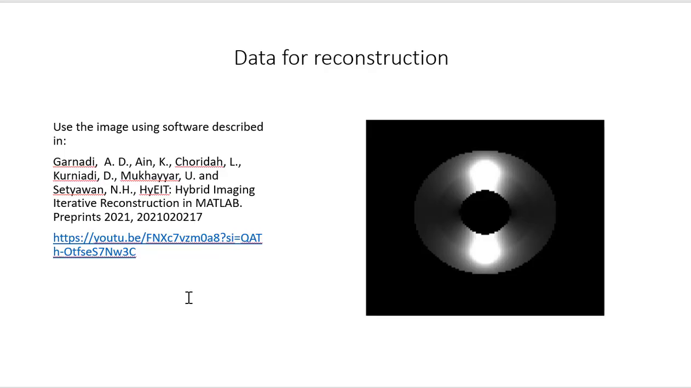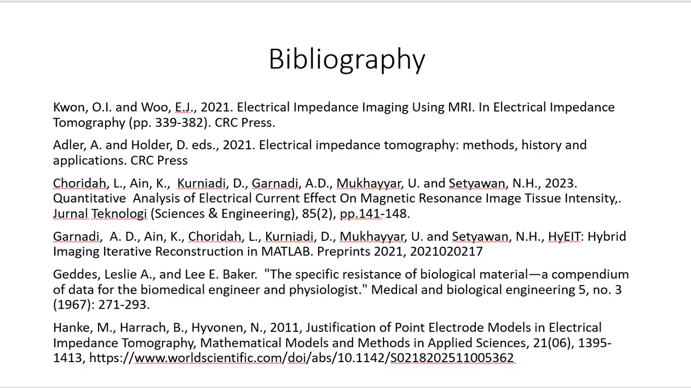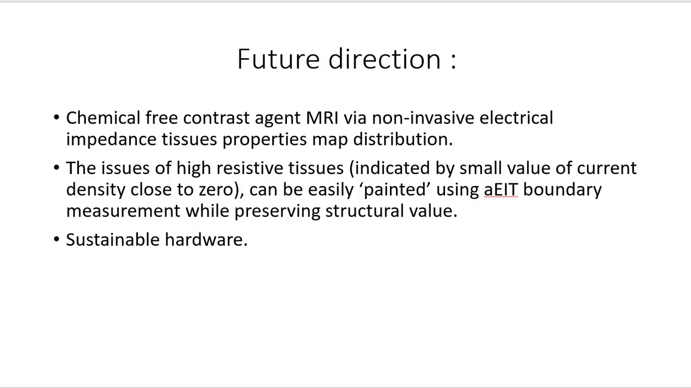And that will be the end of my talk. So here is the bibliography, and then what is the future direction? Basically the future direction is that we have a chemical-free contrast agent for MRI through non-invasive electrical impedance tissue properties.